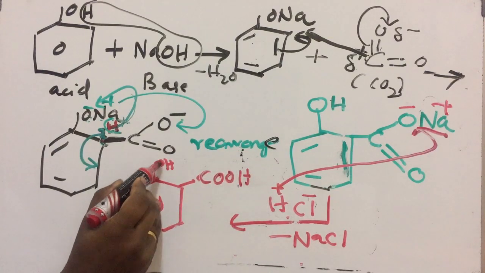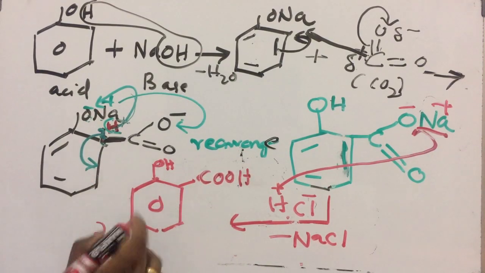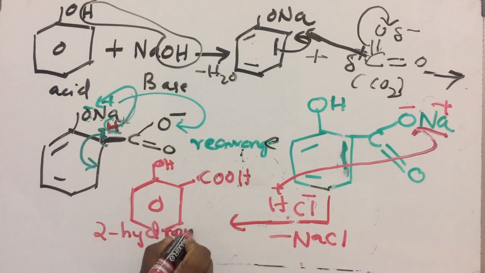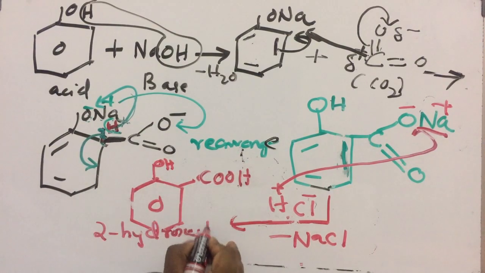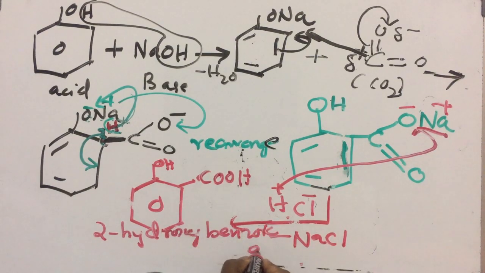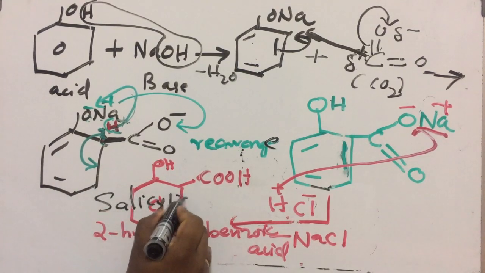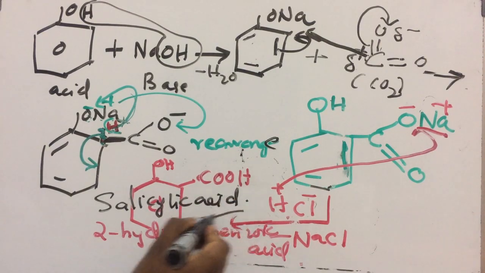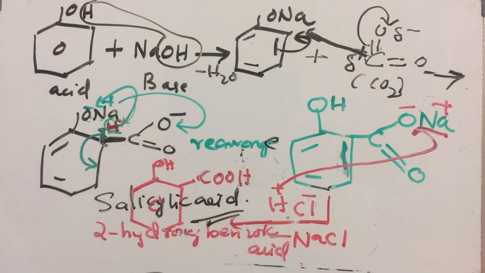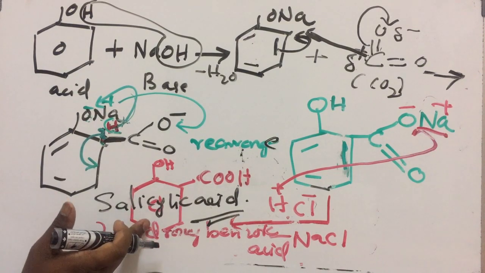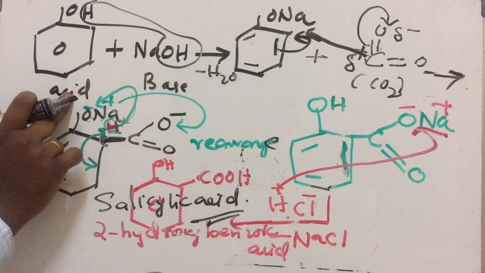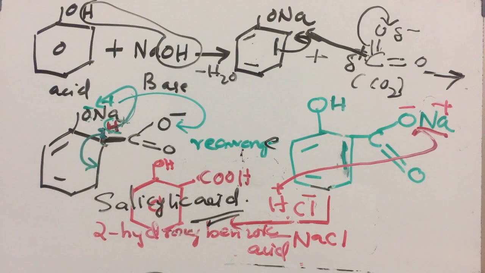And at the second position OH, so the name is 2-hydroxy benzoic acid. And what is the common name of the compound? The common name is salicylic acid. Salicylic acid is the final product of Kolbe reaction. So Kolbe reaction is used for preparation of salicylic acid from phenol. And this is the complete reaction taking place during Kolbe reaction. Did you get it? Okay, thank you.